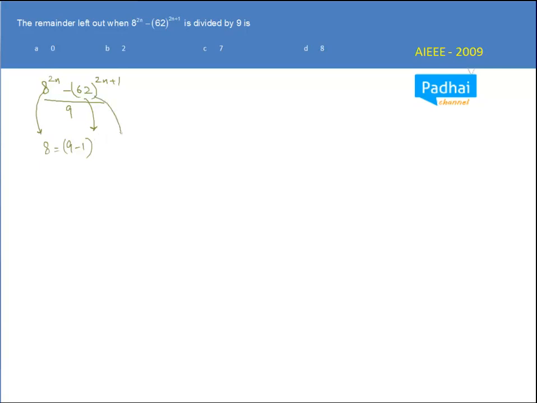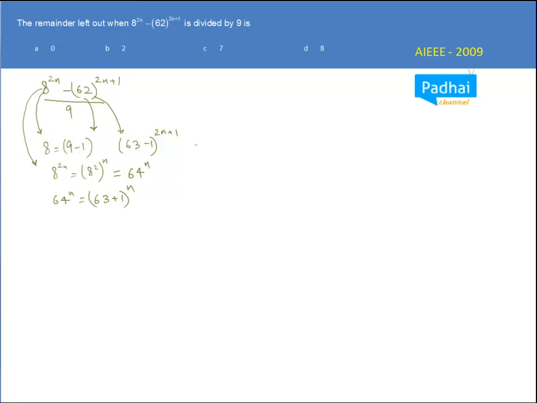Alright, and this could be written as 63 minus 1, because we know that 63 is a multiple of 9. Okay, because if 63 is there, that means it is divisible by 9. But also see, what we can do over here is that if I write 8 raised to power 2n, I can also write it as 64 raised to power n, and now I can write 64 raised to power n as 63 plus 1 raised to power n. Alright, I suppose you must have understood what I am doing here. And this is 2n plus 1.